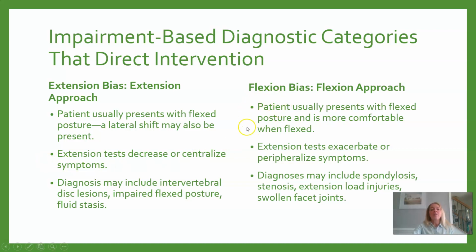You may also have someone with a flexion bias, which means that flexion is actually going to make them feel better, and then extension usually makes them worse. So same true over here. Flexion usually makes these people worse. So it's just really the opposite. So they may also present with a flexed posture. They are more comfortable when they're flexed. Extension may make them worse. These patients would typically be those that are diagnosed with spondylosis, arthritis, stenosis, extension load injuries, or swollen facet joints. So these people like flexion. Flexion makes them feel better.